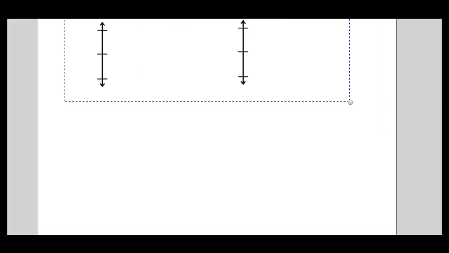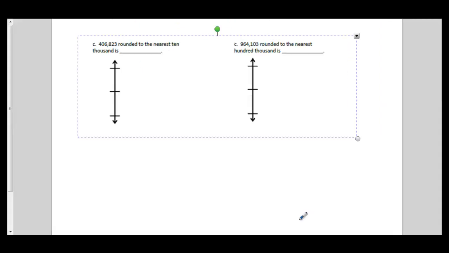Okay. All right, let's take a look at the next page. Okay, 406,823 rounded to the nearest 10,000. I'm looking up here and there are no 10,000s. So there are 40 10,000s, so that would be 400,000. One more 10,000 would not be 500,000.